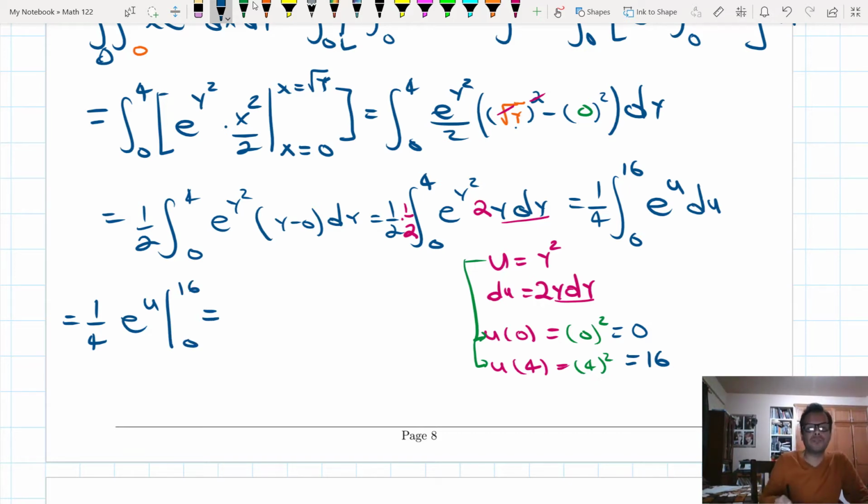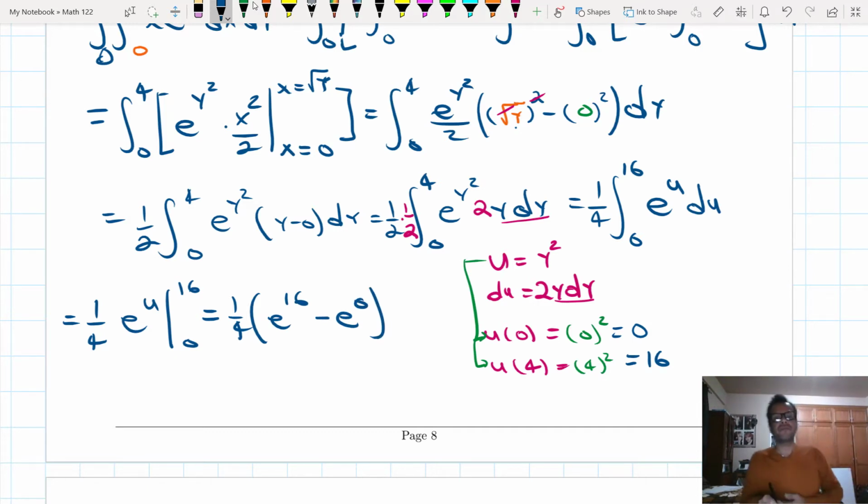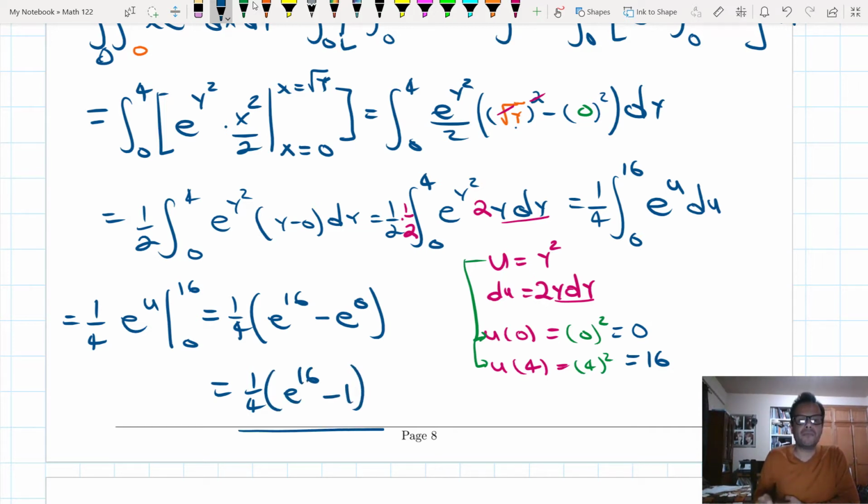Okay, so let's do 1/4 times e to the 16, which is the upper limit, minus e to the 0, which is the lower limit. Now, what is e to the 0? Any quantity to the 0 is the same as 1. So 1/4 times e to the 16 minus 1, and that's the final answer to this problem.